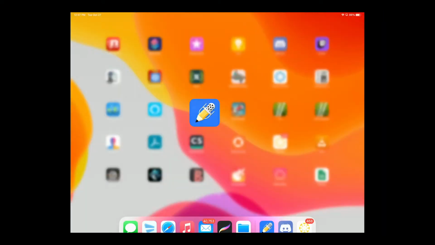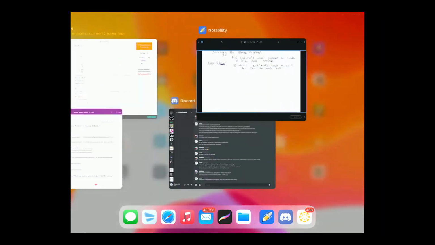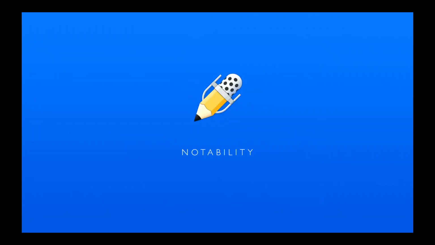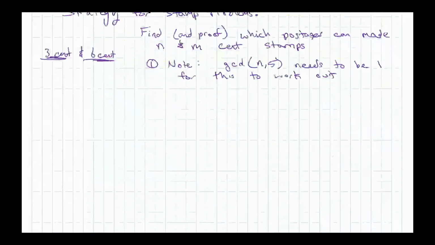Hold on a second. The app's too laggy right now. All right. Yeah, we're good.